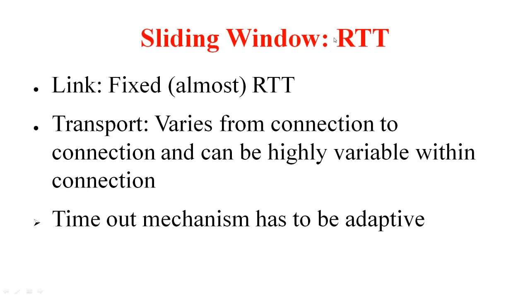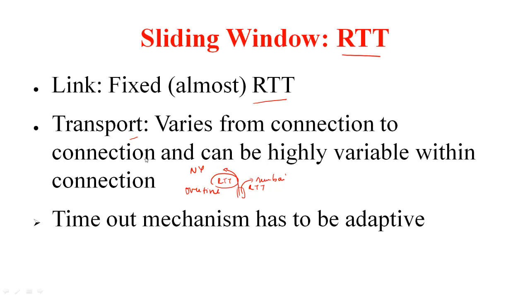Round trip time, RTT, is another challenge. At the link layer, this round trip time is almost constant. There may be some slight variation, but the variation will be very small. Whereas at the transport layer, the round trip time will vary from connection to connection. For example, if I have a connection to some other host within Mumbai and another connection to some other host in New York, the round trip times I'm going to see across these two connections will be different. Not only that, within the same connection, this round trip time over time will be highly variable, depending upon the congestion that is there as part of the network path.